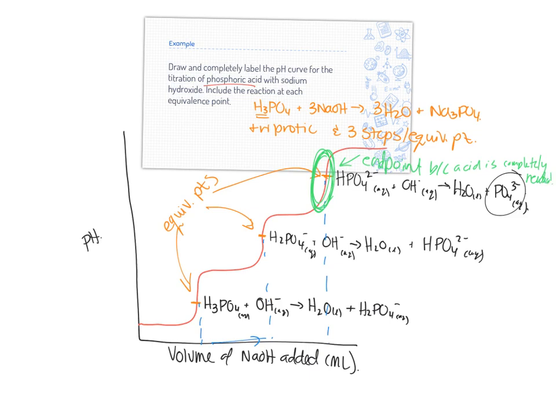So each equivalence point represents the point where another H is lost by the acid. We're just going to show the removal of one H each time. Alternatively, if we were titrating a polyprotic base, it could represent another H being gained.